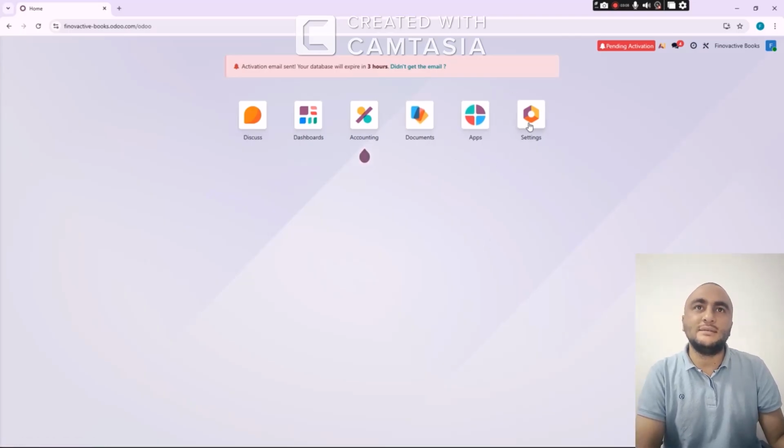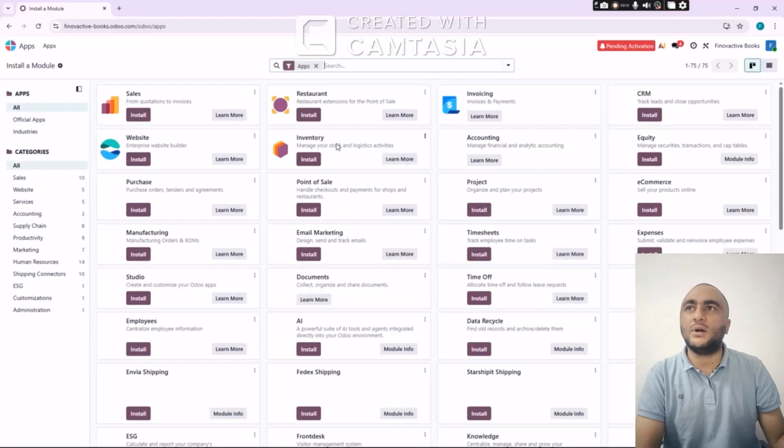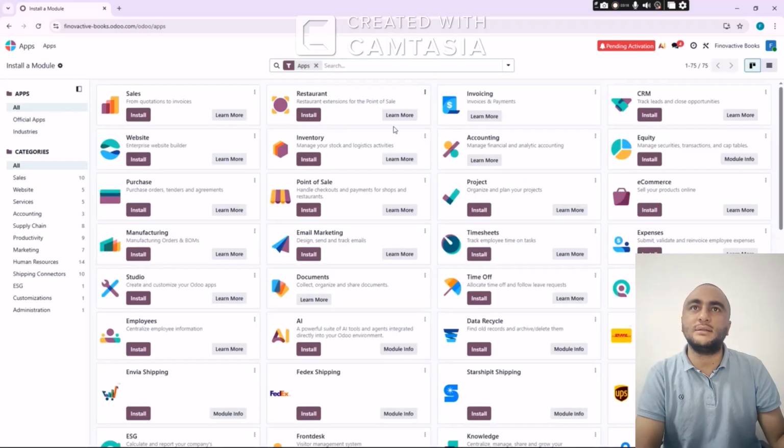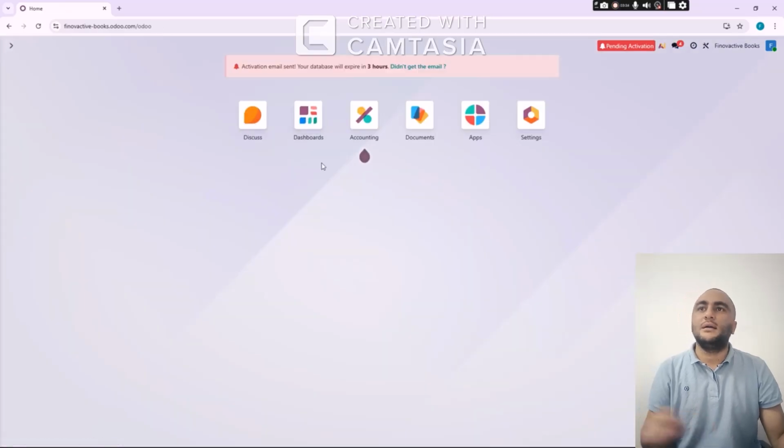In Odoo here you can see settings where we can set up Odoo. Here you can see apps if you have to download any apps, like if you want to add sales module, restaurant, invoicing, CRM, inventory, website, purchases, point of sale, project, e-commerce, expenses, marketing and manufacturing, employees, payrolls, anything you want to install, you just have to come here in apps, search the apps and install. It's the dashboard, it's accounting, and if you have to discuss something with your teammates, you can discuss here.